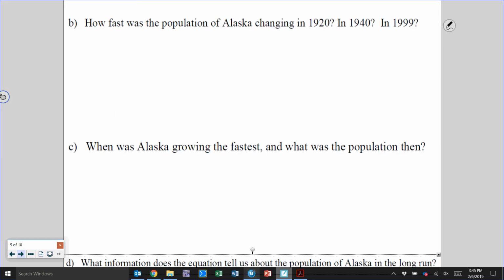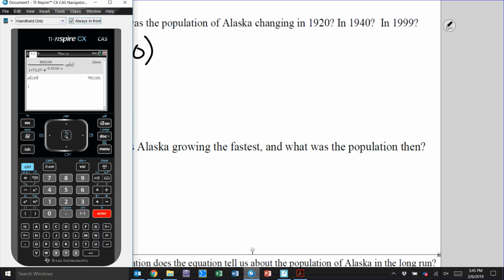The next part of this example: how fast was the population of Alaska changing in 1920? Well, that means what I want to know is P prime of 20. What is the rate of change in 1920? Well, again, I stored it, so since I stored it, this is super easy to do. All I have to do is remember shift minus to get your derivative thing. And again, this is why I use X, it makes my life easier.